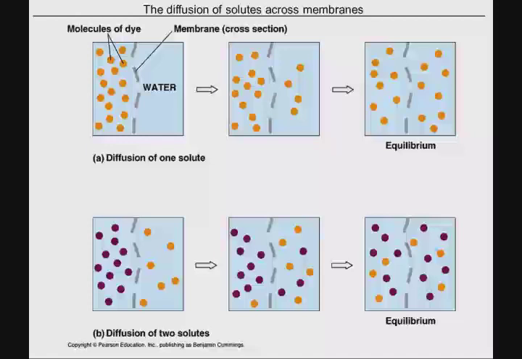So, for example, on this slide, you can see the molecules of dye in the upper left corner. And they're ordered. They're more packed up on one side, right? That's considered a higher state of order. And so what's going to happen is just what you would think would happen based on your experience. They would diffuse through this membrane that has holes in it until they're equal, until they have equilibrium, until they're moving back and forth across the membrane at equal rates, and you have the same amount of dye on both sides of the membrane.